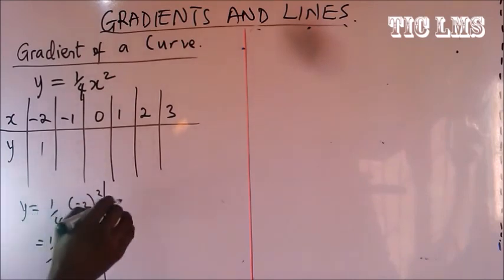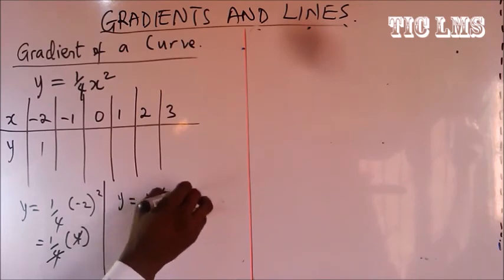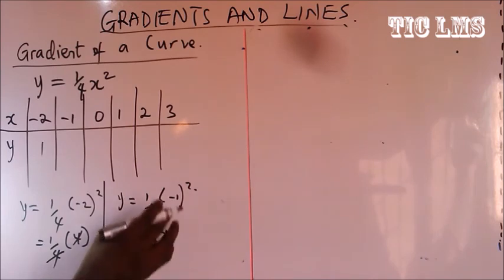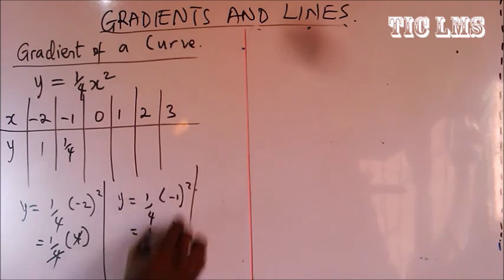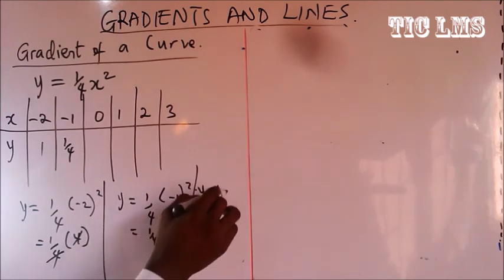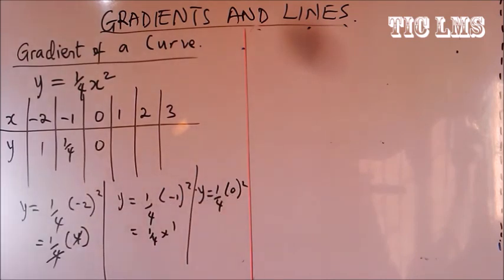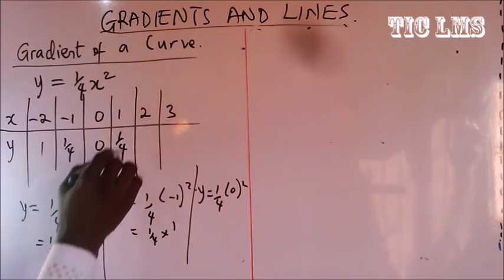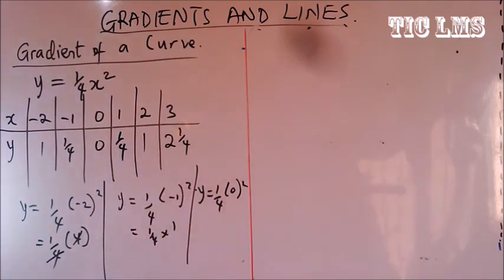Okay, let's do this next one. We have y equal to 1 over 4 into bracket minus 1 squared. So we are left with 1 over 4 times 1, because minus 1 squared is still 1. So we are left with 1 over 4. For 0, we have y equal to 1 over 4 into bracket 0 squared. So 0 times this leaves us with 0. And so we can proceed, and we have 1 over 4 over here, 1 here, and 2 whole number 1 over 4 over here. And then we'll plot our graph.